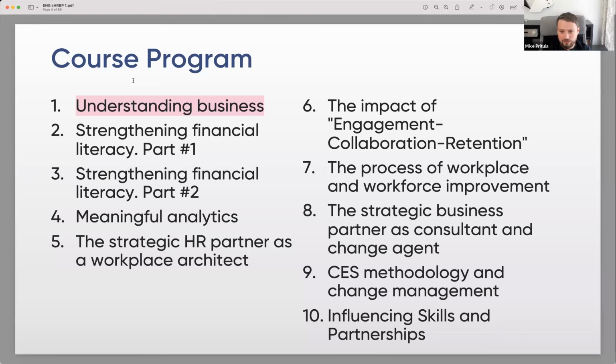Class number 7 is going to be about the process of workplace and workforce improvement. Class number 8 is about the strategic business partner as consultant and change agent, which is very important. Then we will talk about the CES methodology, consulting and execution skills, which is CES, and change management. And the last one will be about influencing skills and partnerships.